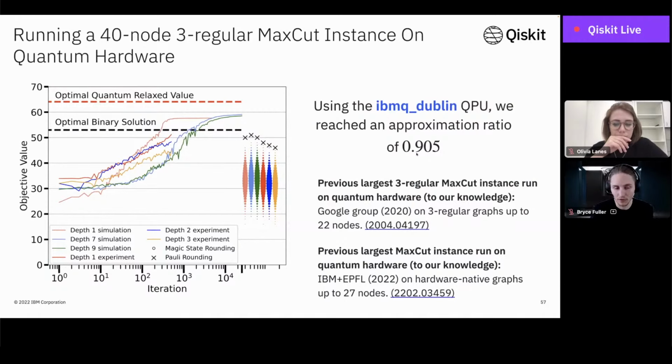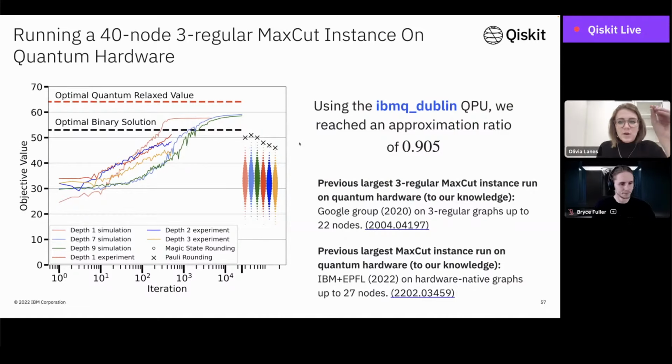This is, as far as we know, the largest optimization problem run on hardware to date. The previous largest at the time of writing for this paper was from the Google group. They ran a 22 node, 3 regular MaxCut graph, and I believe they achieved a lower approximation ratio. There's recently been 27 node MaxCut graphs run by the IBM group. These were hardware native graphs, tailored to the specific device. So this sort of compression we get in the number of qubits allows you to extend to much larger problem sizes, which is nice because you start to get into a regime where finding the optimal answer isn't quite so trivial.